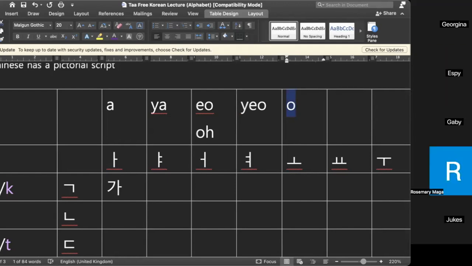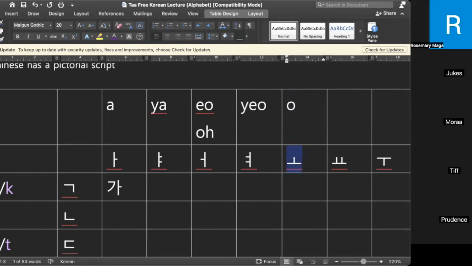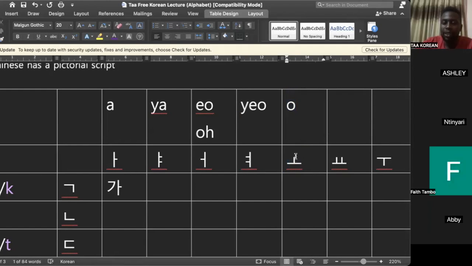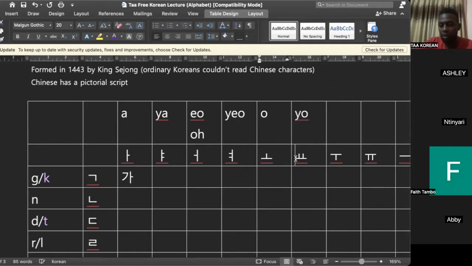The O in Tambo is just this normal O. Mudoni is this normal O. Any other name that I can see? I can't see names with O. Anyways, O. And then if this is O, therefore this becomes yo. This is O, this is yo.